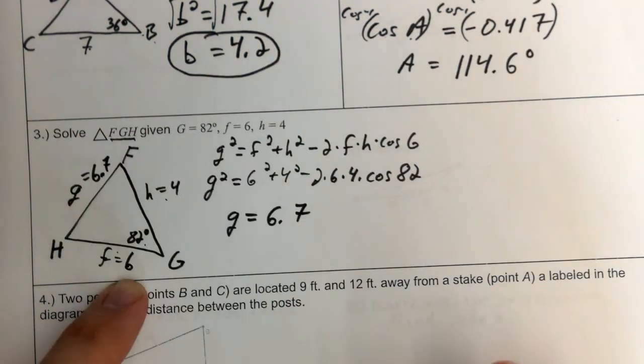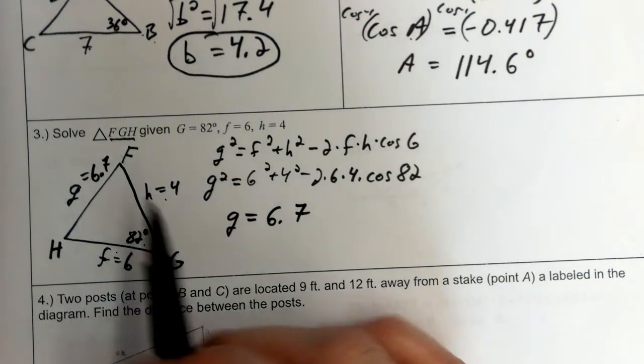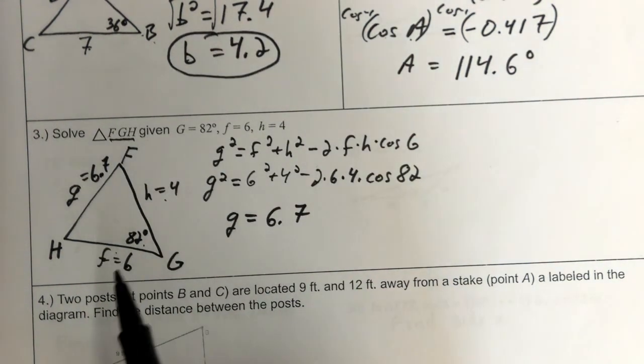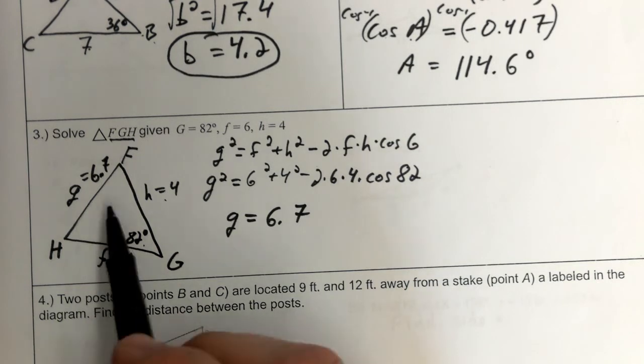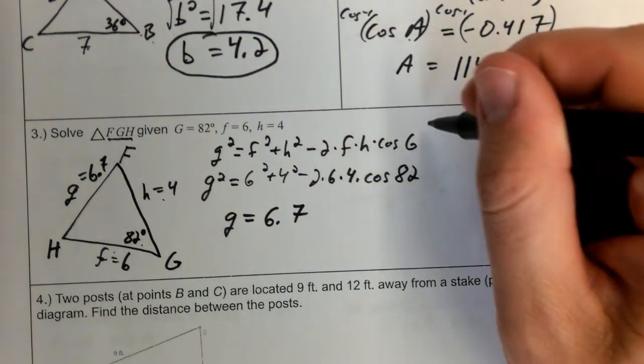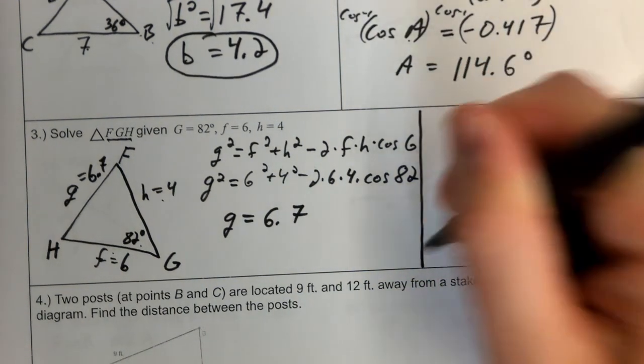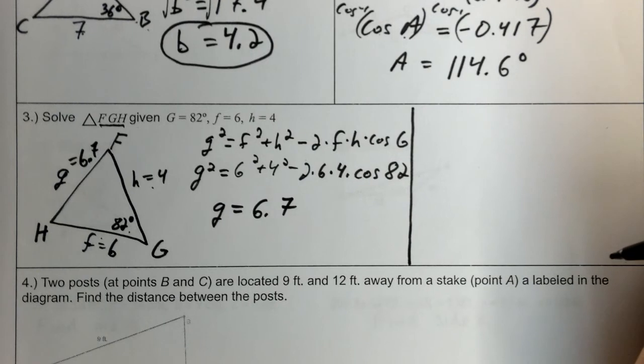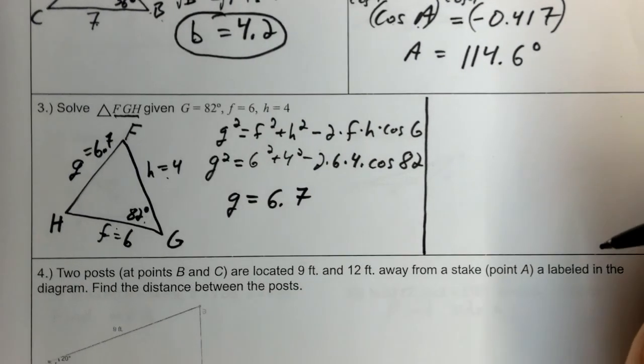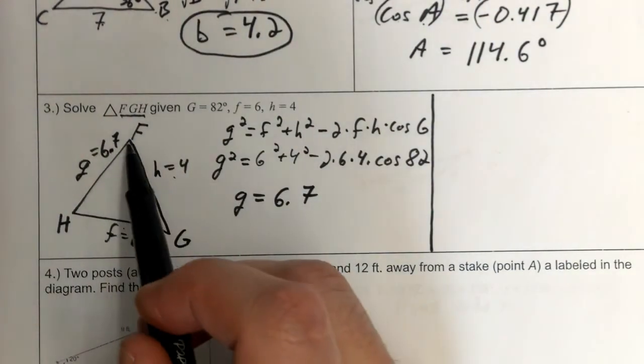Okay. Now I have all three sides, and I need to find an angle. I have options. I can either use the law of cosines or the law of sines. Because now I have enough information, I could use the law of sines. But since this is the law of cosines section, I'm going to practice law of cosines. So let's go find that angle. We can find either angle, it doesn't matter. Let's find F, I guess.